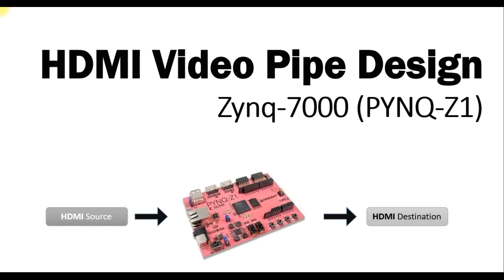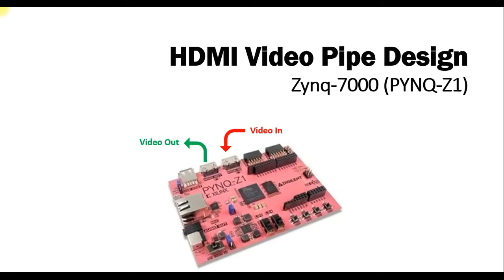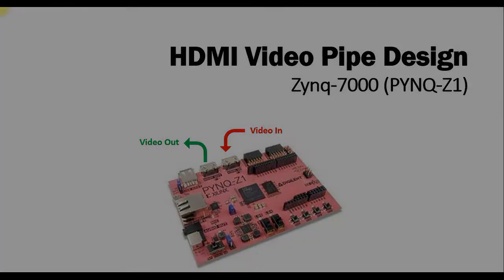Hello and welcome. In this video, I'm going to design an HDMI video pipeline. Finally, I will use the Digilent Pynq-Z1 development board to implement this design. After successful implementation, I will feed video through the input HDMI port and will get video from the output HDMI port. In this design, the video will not be processed but get passed through the board.